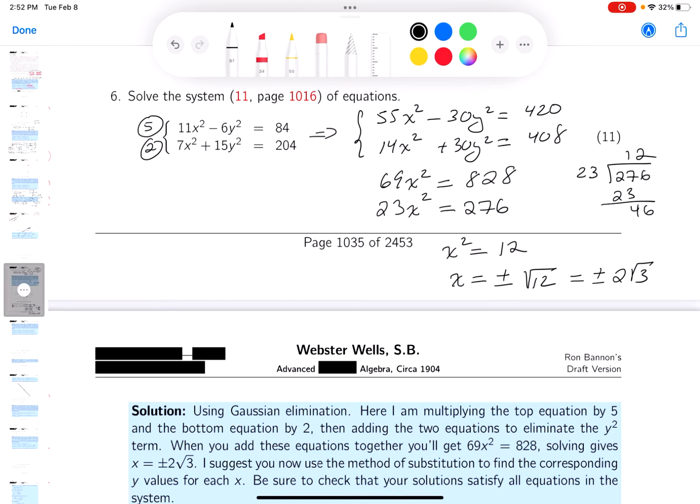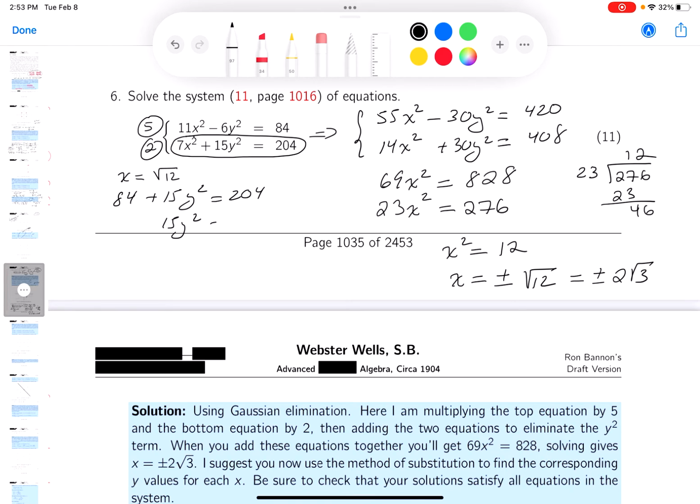So I'm going to actually plug it in. First off, I'm going to plug in x equals root 12. And then the question is, what equation am I going to use? I'm going to use this one. So what do you get over there? You would get 7 times 12. Well, 7 times 12 is going to be 70 and 14, 84. Plus 15y squared is equal to 204.